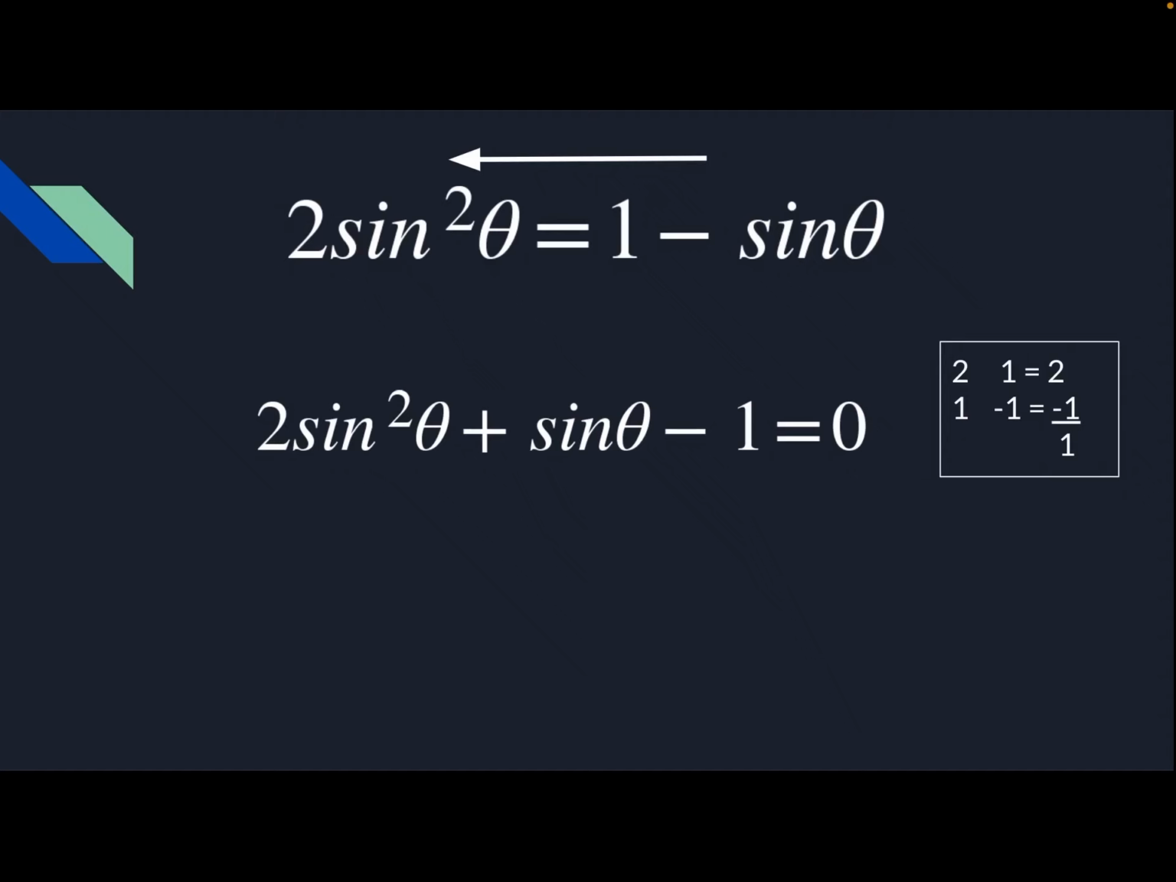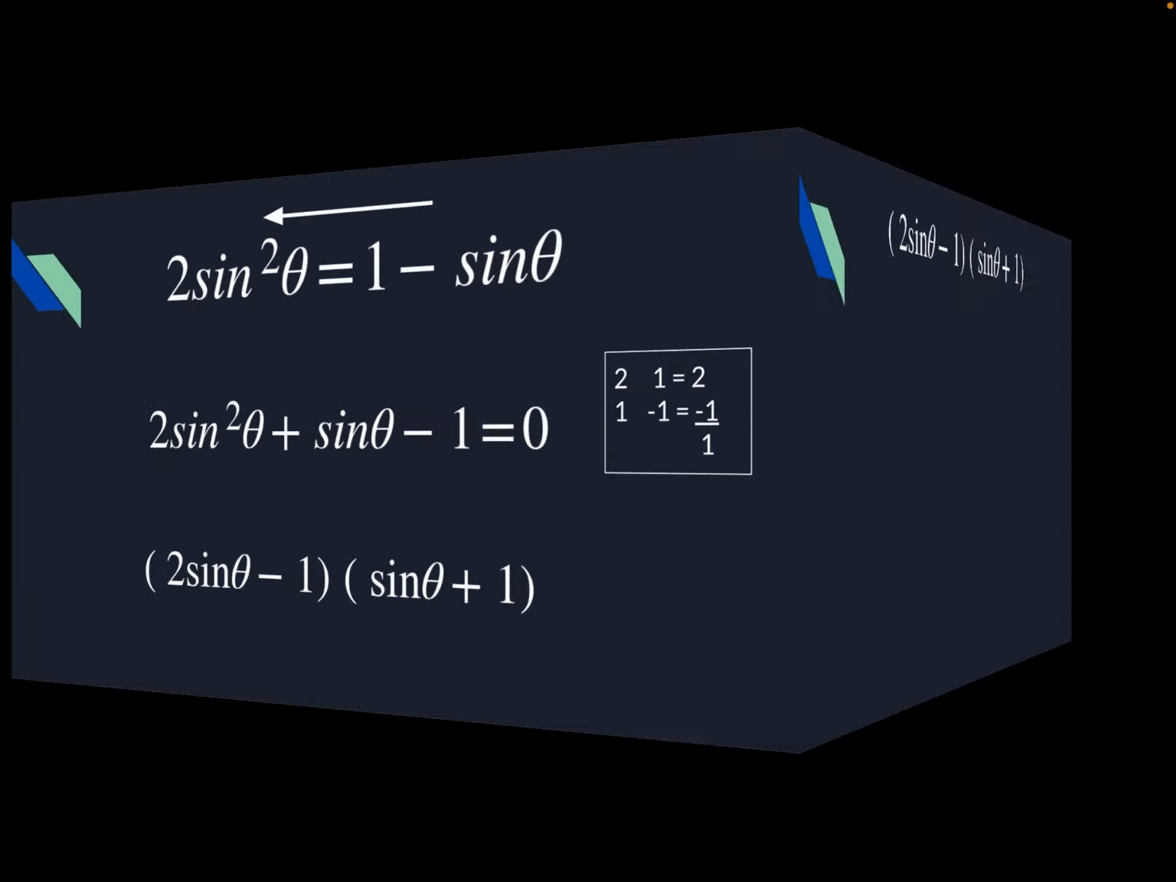So you take the factors of 2 from the beginning of the question, which would be 2 and 1, and the factors of the 1 at the right side of the question, which would be 1 and 1, and then you multiply them across, so that'd be 2 and 1. But you need them to equal a positive 1 for the middle, so you would make the 1 a negative 1, and that way you would get 2 minus 1, which is equal to 1. So the factors of this would be 2 sine theta minus 1 and sine theta plus 1.